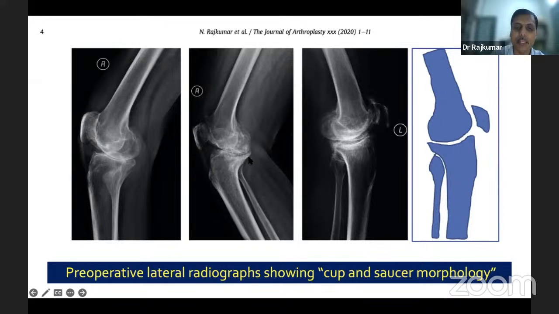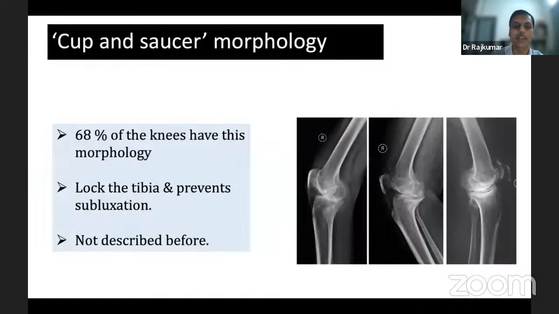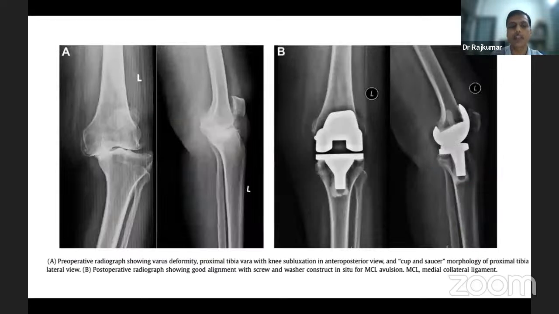The bone loss is there, but posteriorly there is osteophyte. You cannot subluxate. So this is the most common indication. If you try to forcibly bring it out, the avulsion fracture, avulsion injury happens. In this, we have found out 68% of the knees have this morphology. So you should not try to subluxate forcibly. And with this morphology, the chances of avulsion injury are very high.